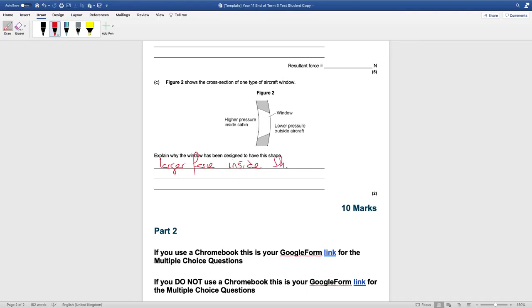That inside, keeping the window in place.